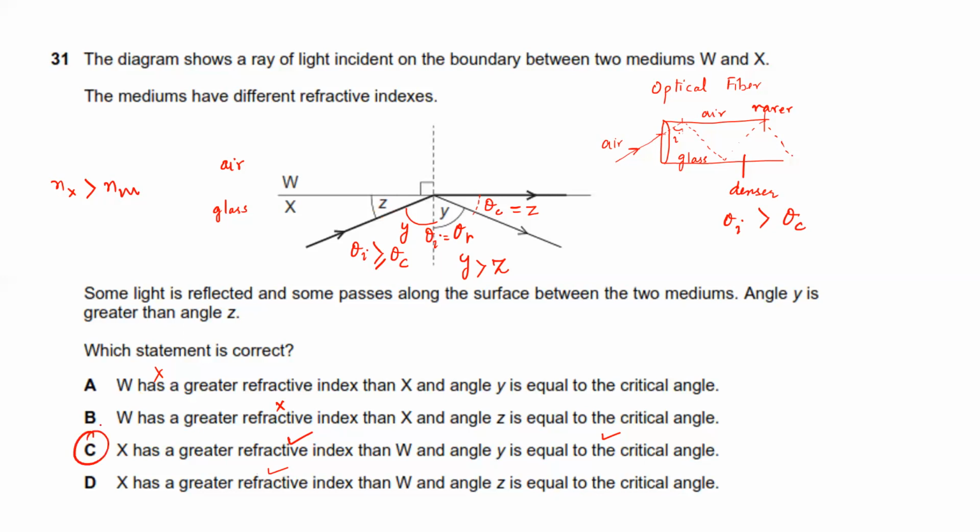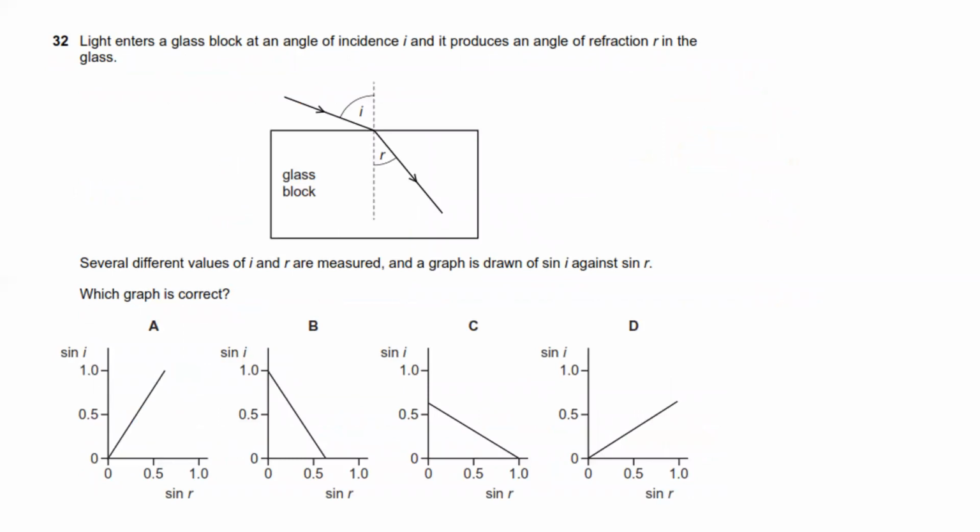Okay. Next question, question 32. It says light enters a glass block at an angle of incidence theta I. It produces an angle of refraction in the glass. Several different values of I and R are measured, and a graph is shown of sine I against sine R. Which graph is correct? Remember, the refractive index of air is 1 and N glass is approximately 1.5.